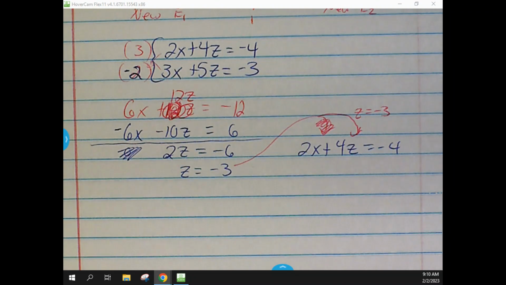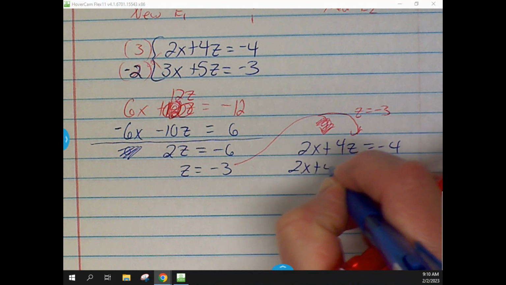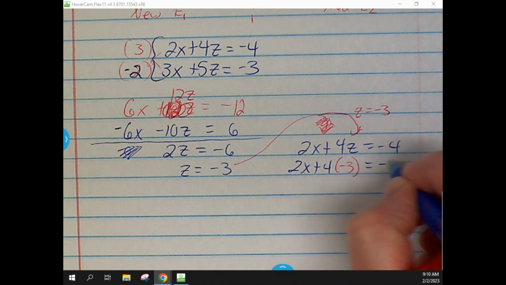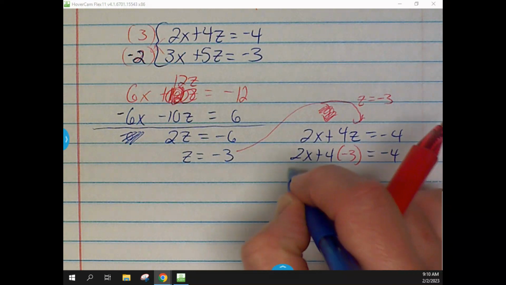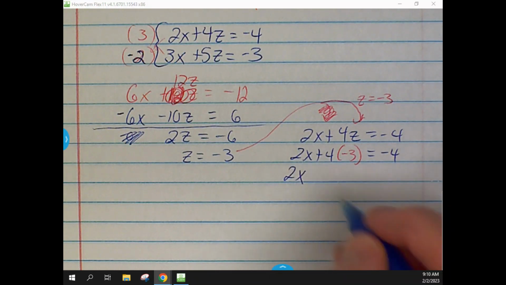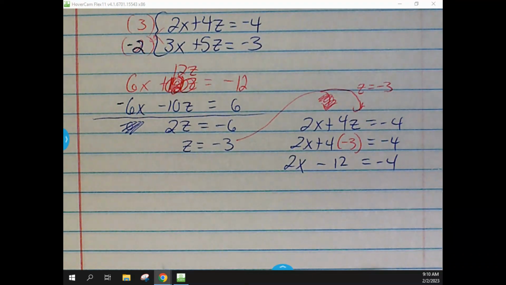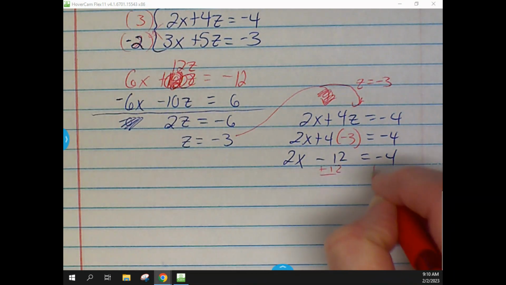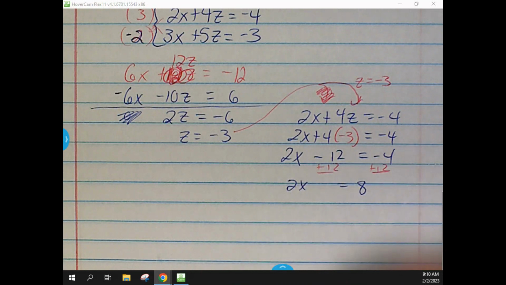So we're going to plug in the negative 3 back into this equation we're working with here. So that is 2x plus 4 times negative 3 equals negative 4. So that's 2x minus 12 equals negative 4. Adding our 12 to both sides, we've got 2x equals 8. And we get x equals 4.